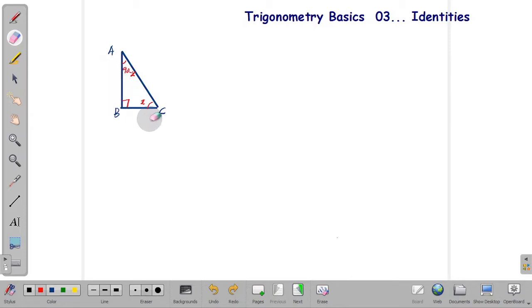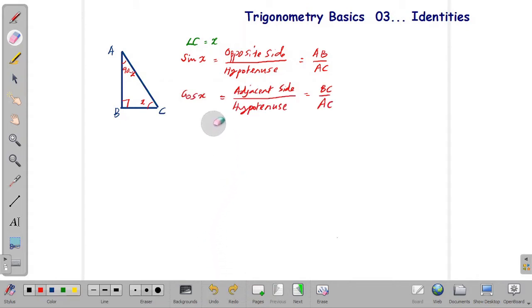For this particular angle C named X, the opposite side is AB. And for this 90 minus X degrees, the opposite side is BC. Now let us compute sin X. Angle C is equal to X and sin X will be equal to opposite side by hypotenuse. This is equal to AB by AC. And similarly cos X equals adjacent side by hypotenuse, which is equal to BC by AC.